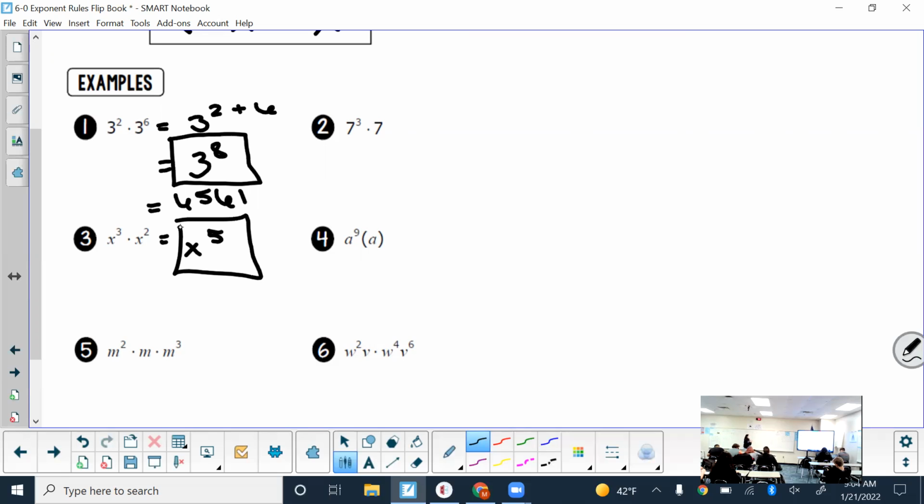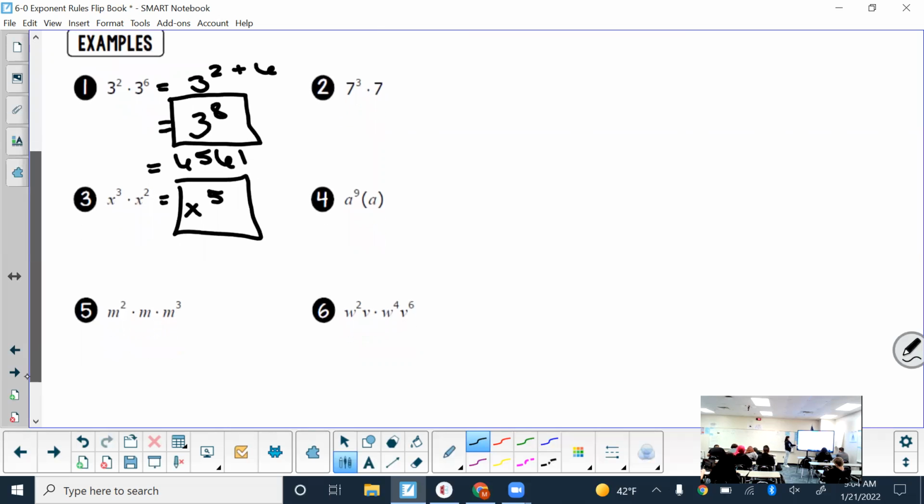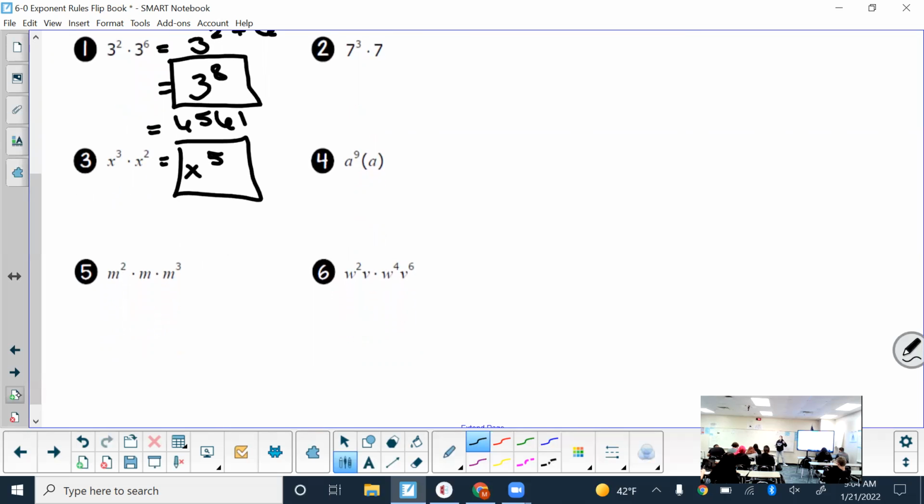All right, in number 6, there's some more stuff in number 6. But you always like match it up with the same variable. So starting with the W, what are my exponents on each of the W's? So I'm gonna have W to the 2 plus 4. And then what about with the V? What are the exponents on the V? 1 and 6. Because what's the exponent if it's not written?